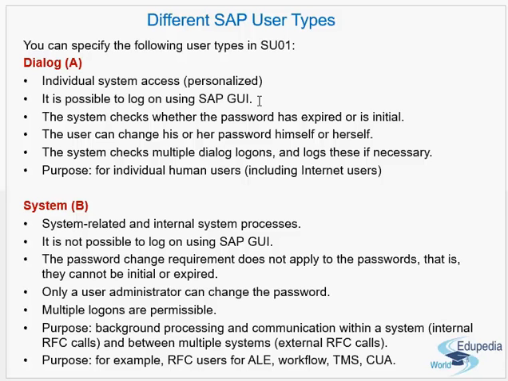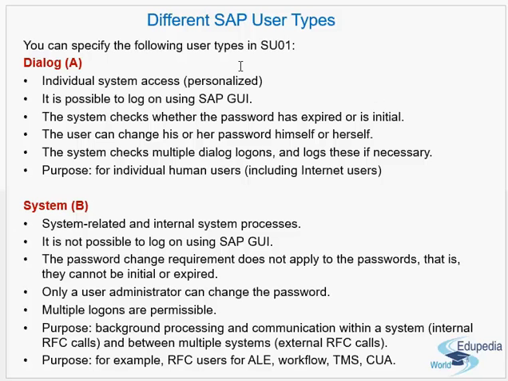Then the system checks multiple dialog logons and logs these if necessary, okay? Say you have logged on from this terminal, you can log on from one more terminal, so you can have multiple dialog logins. And the purpose of this dialog user type is that it's for individual human users, including internet users, okay? We have gone through this concept of internet users in the last videos. There is some other application using SAP. When the user uses that application, he will be given an option to create his user ID using SU01, or the security administrator has to create his user ID in SAP for reference, okay? They don't actually do anything in SAP, but they have an option to create their own user ID in SAP, or the administrator will create it, because it is required for reference purposes, okay?